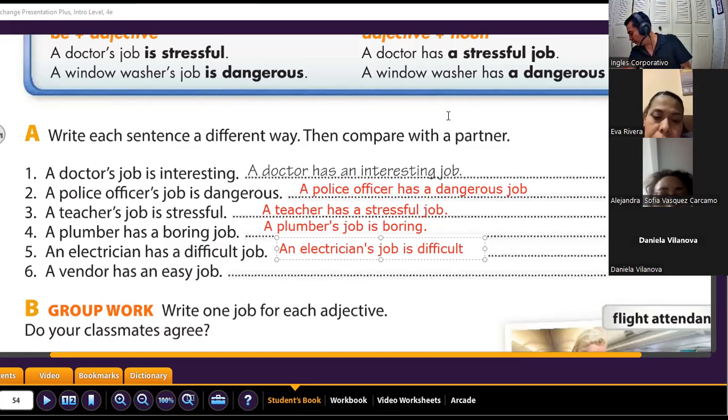Ya me había dicho Andrea que iba a estar de listo, ¿verdad? Bueno, sí, no hay problema, Andrea, no se preocupe. Y ya lo resolvimos juntos, ¿verdad?